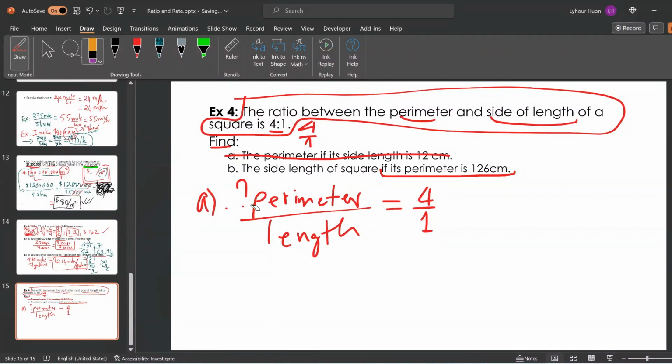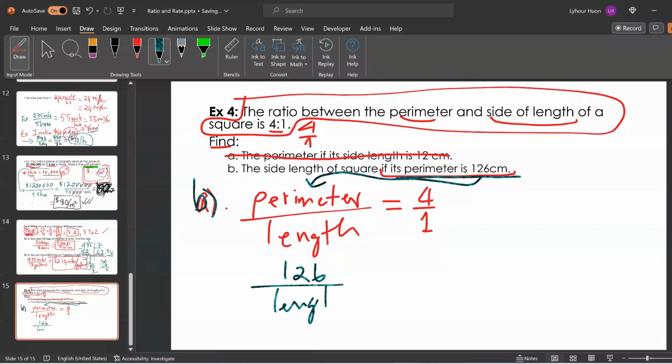So can I use the ratio to help me with question B? Yes, the ratio 4 over 1 can be used for A and B. Okay, so I divided 126 by 4. Now question B, we only know the perimeter, which is 126. So replace perimeter by 126. 126 over length equals 4 over 1. Now, can we find the length?